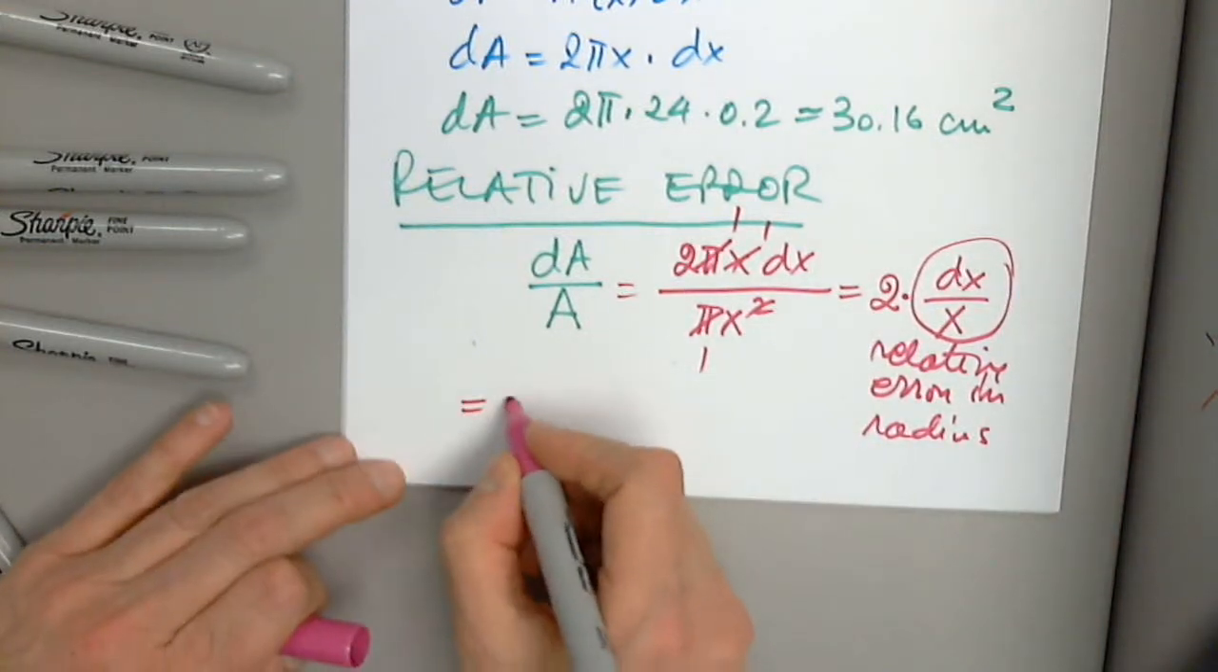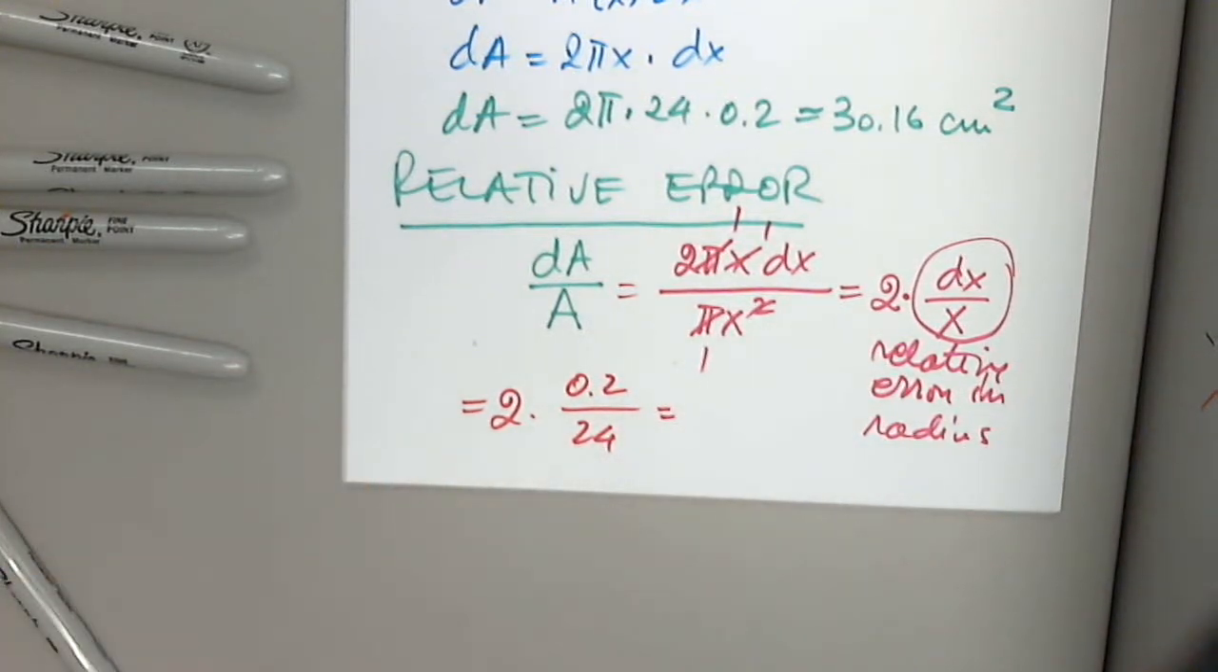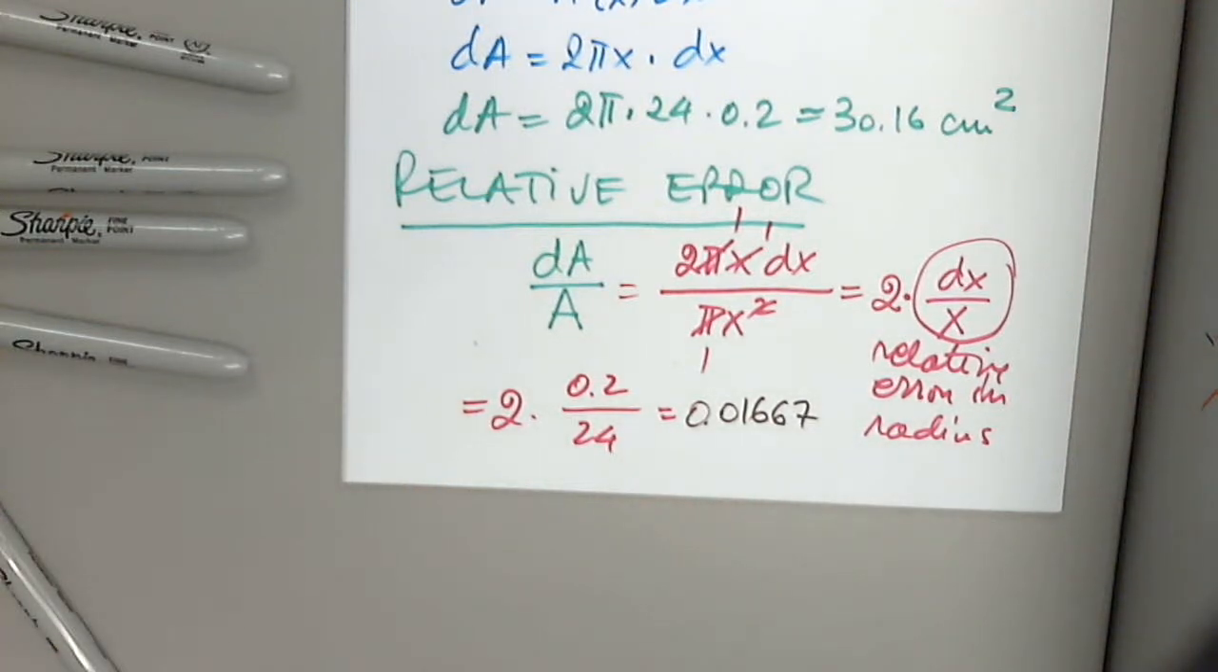And now we can calculate it. dx is 0.2, x is 24. The relative error does not have measurement unit. How come? Here's why. This is measured in centimeters squared. This is measured in centimeters squared. And we simplify centimeters squared. No measurement unit. So what do we get? So 0.4, I'm sorry, divided by 24. What is that? 0.016. 0.01667. No measurement unit.